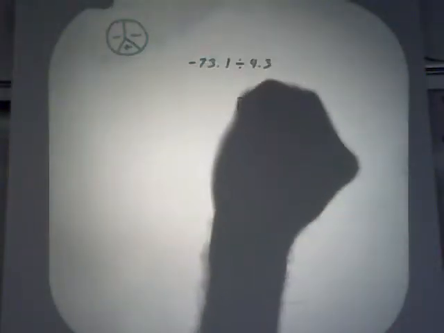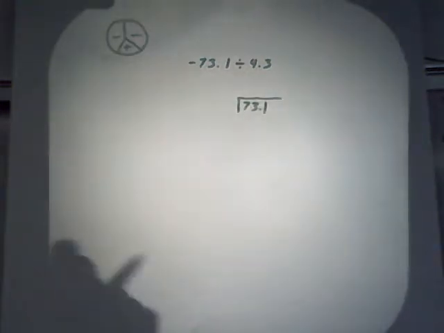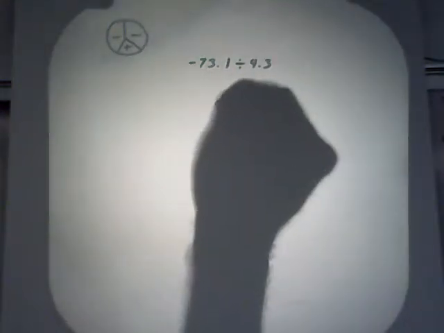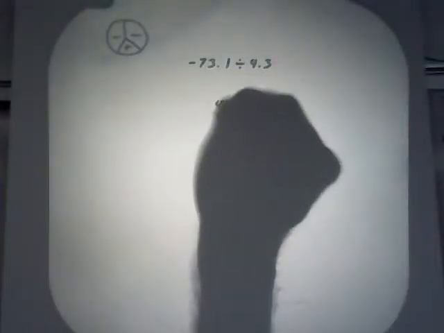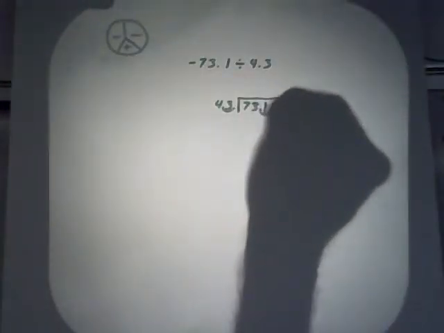The first one always goes in the den. 4.3 goes on the outside. Now, what do I have to do first before I can divide? Yep, it's back. What do I got to do first? Move my decimal. So I'm going to move my decimal once.